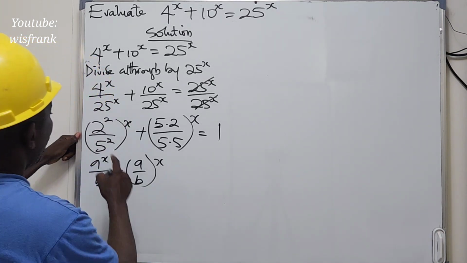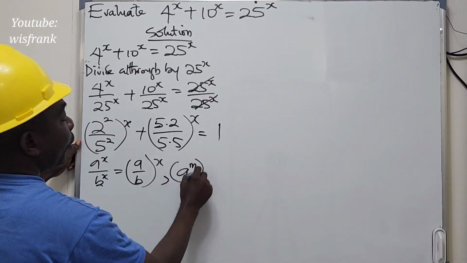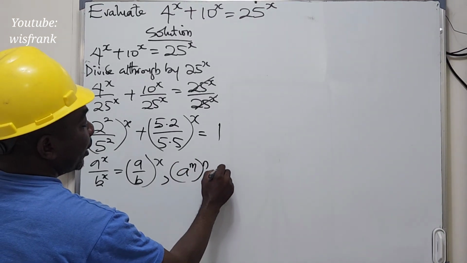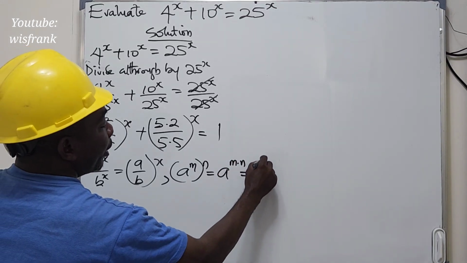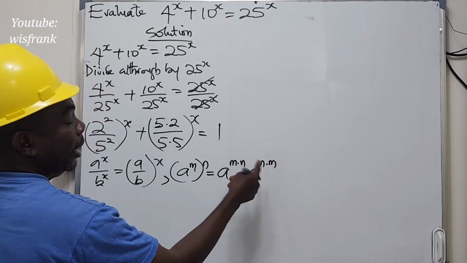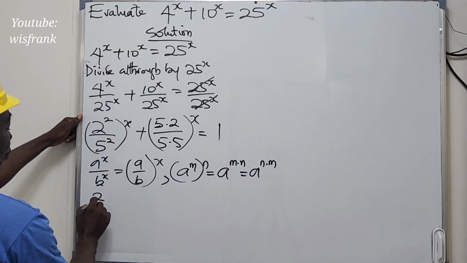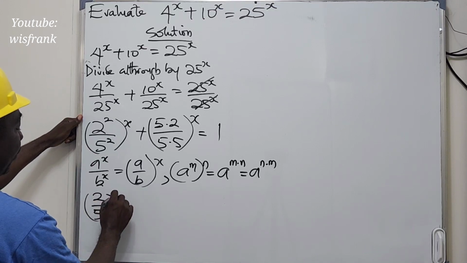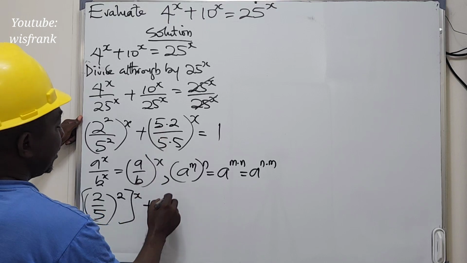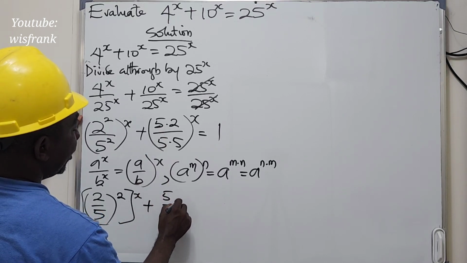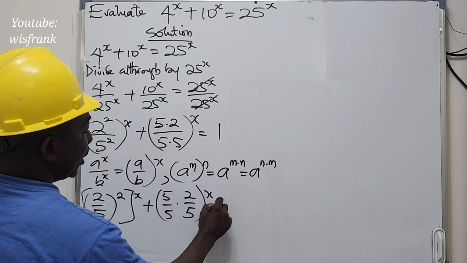So in this situation, we can say that another one, when we have a to the power of m all to the power of n is the same thing as a to the power of mn, or we can write a to the power of n times m. We can interchange the product. So this is the same thing as having 2 all over 5 all to the power of 2 all to the power of x plus this same thing as having 5 all over 5 times 2 all over 5 all to the power of x equals to 1.